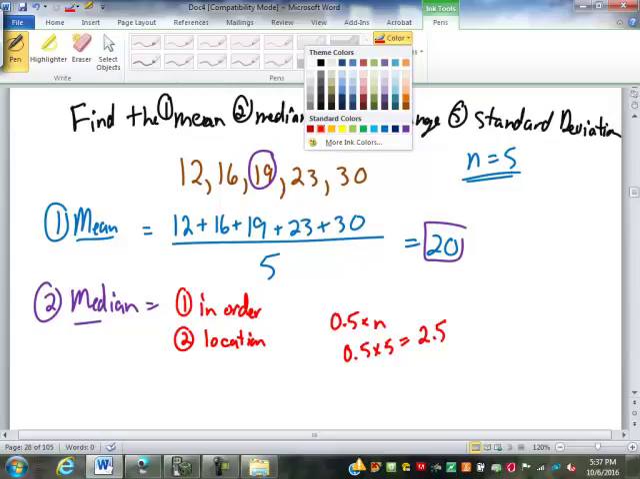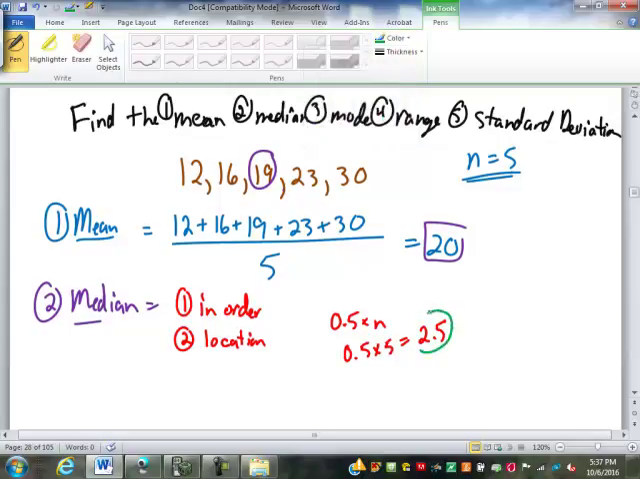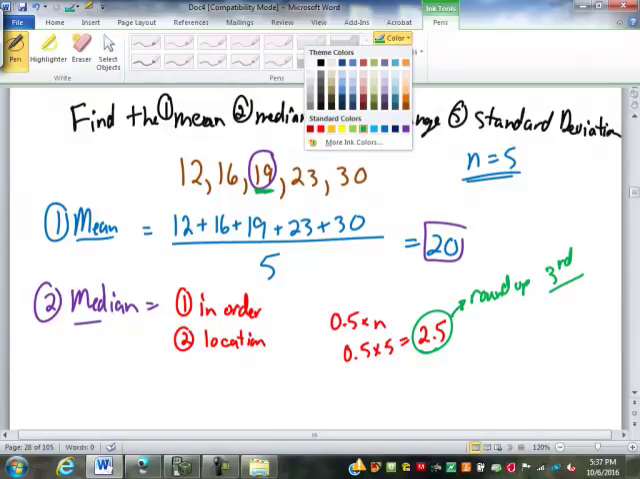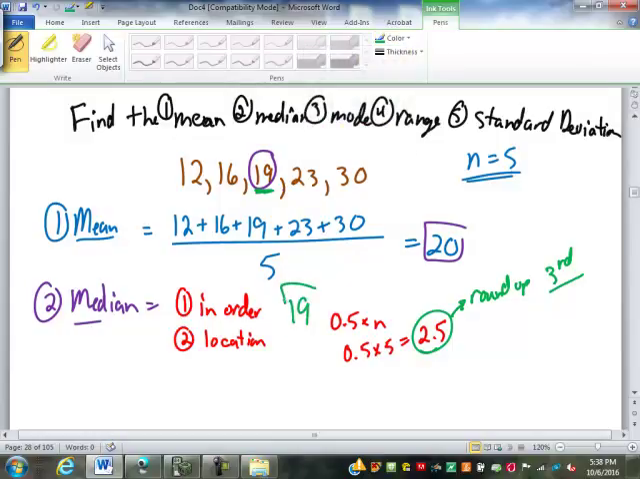If you recall, there's two possibilities here. This one, it's a decimal, which means we are going to round up. So it'd be the third number in the list. 19 is the third number in the list. If that was not a decimal, if that was a whole number, what would we do? It'd be between that location and the next location, if you recall. So let's write down 19 is our median.